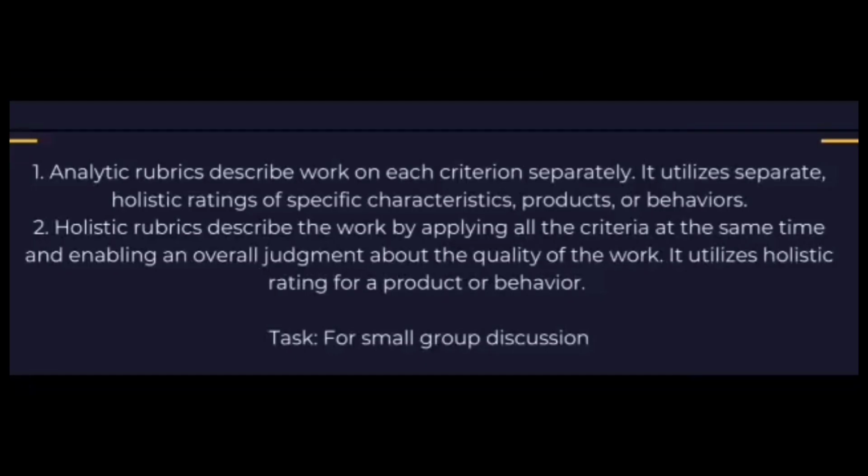Just for example, in their tests, quizzes, or exams. There are two types of rubrics. First, we have the analytic rubrics, and second is the holistic rubrics. Analytic rubrics describe work on each criterion separately. It utilizes separate ratings of specific characteristics, products, or behaviors. Holistic rubrics describe the work by applying all the criteria at the same time and enabling an overall judgment about the quality of the work. It utilizes holistic rating for a product or behavior.